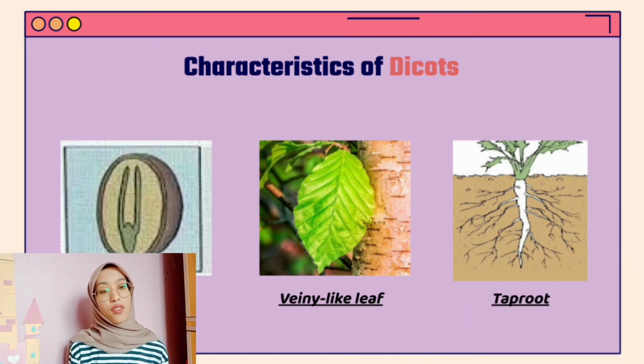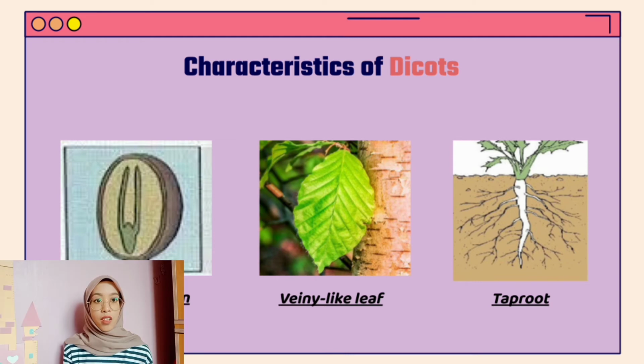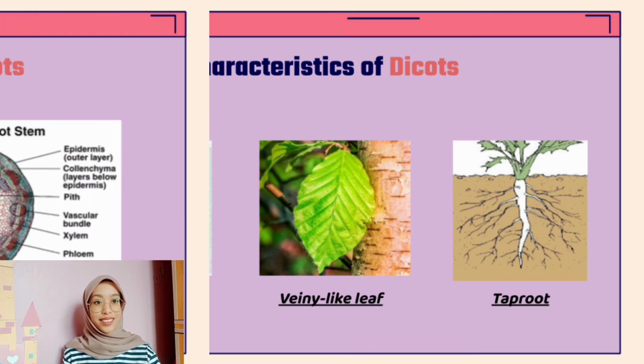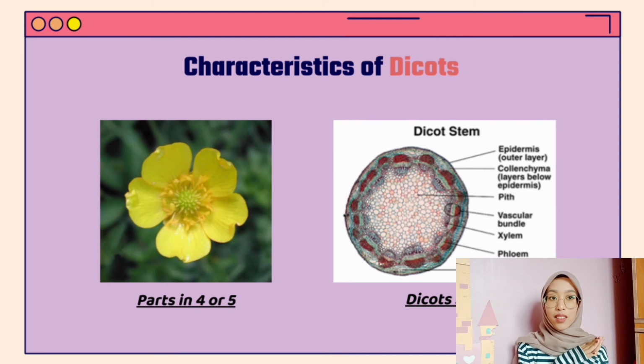Dicot leaves usually look veiny, net-like. Dicot roots look like a taproot. Monocot roots are fibrous, and dicots look like taproot, which looks like a carrot. The next one is the flowers. Dicot flowers have petals, usually in multiples of 4 or 5.